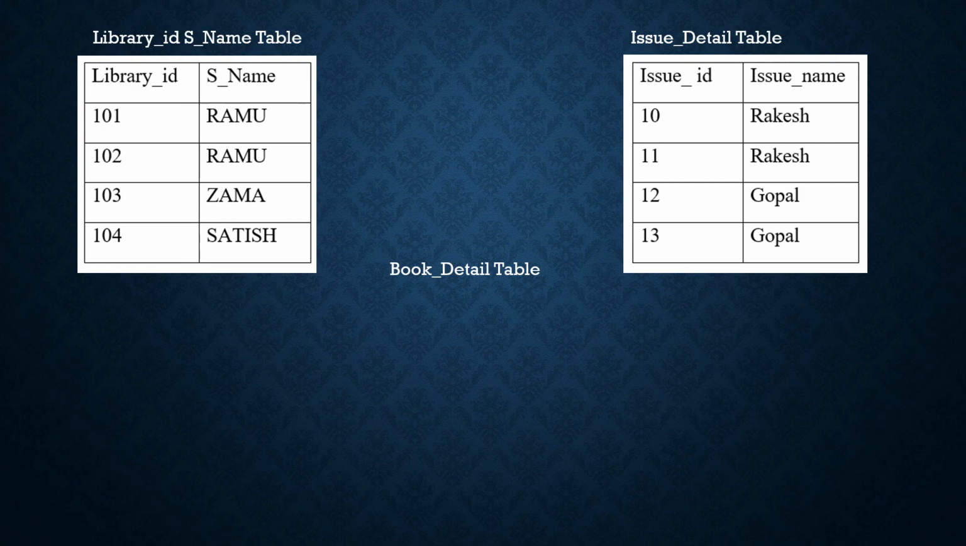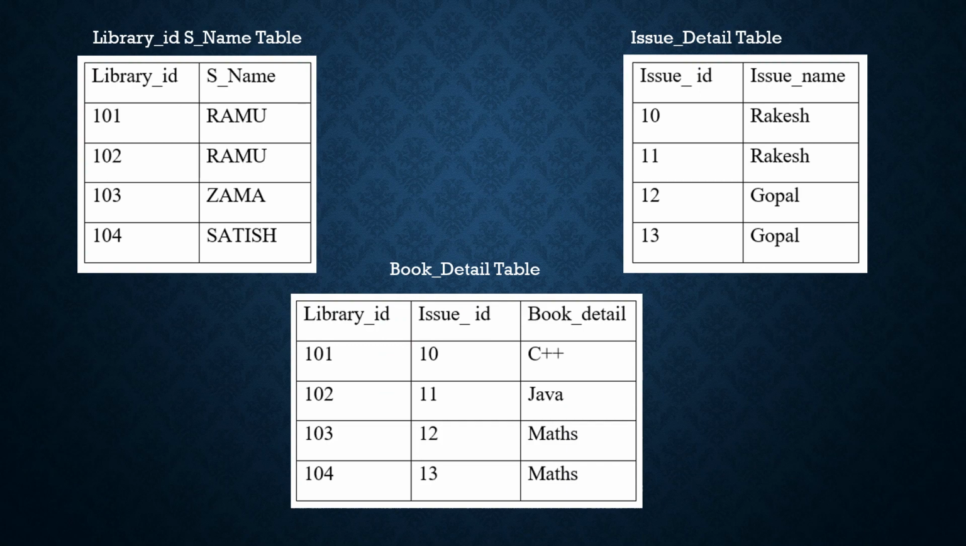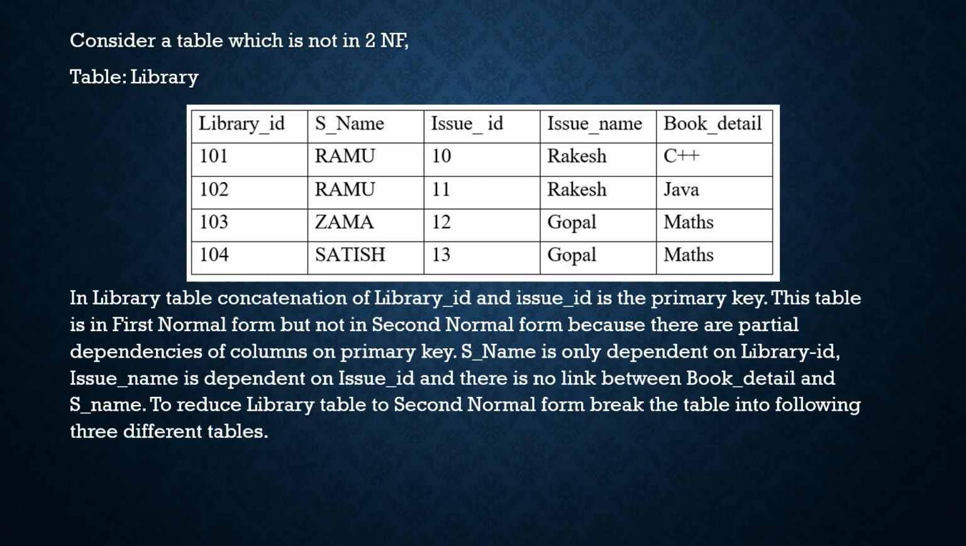So primary key Rakesh, Gopal like this. And next here book detail, library ID, issue ID and book detail. Just go through the previous table here. Here library ID is there, student ID. So first library ID and student name is the first table.